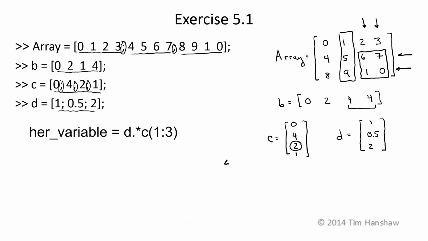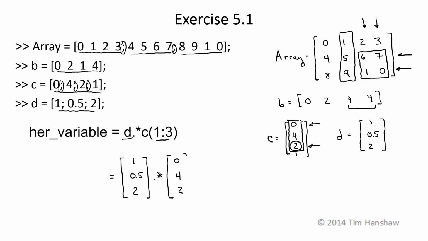Okay, finally, the last variable is going to be D, which is just 1, 0.5, 2, dot times C of 1 to 3. So I start out at the first row of C, I end up at the third row of C, and I count by ones, so I'm going to get the first 3 elements in the C vector: 0, 4, 2, and then just do an element by element multiply. So 1 times 0 is 0, 0.5 times 4 is 2, 2 times 2 is 4.